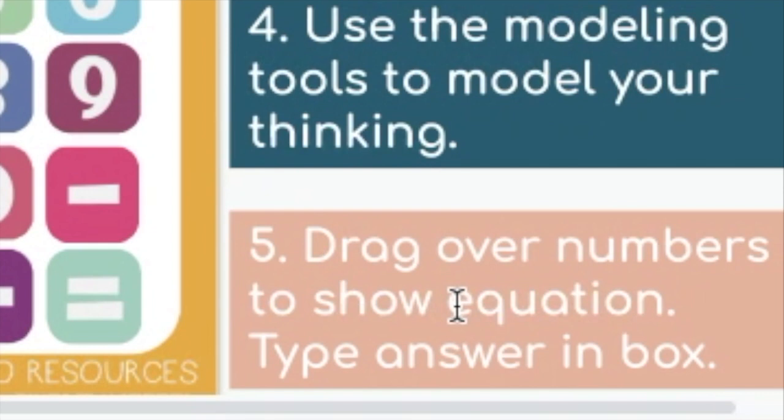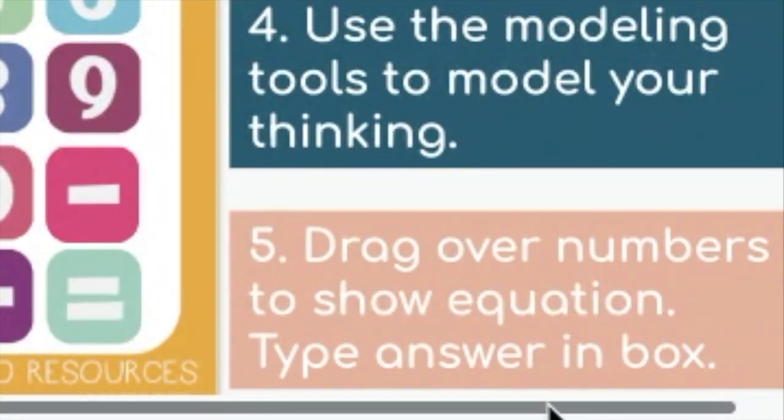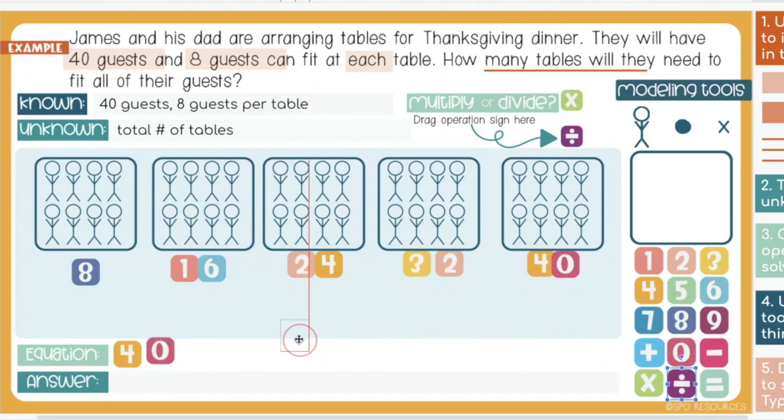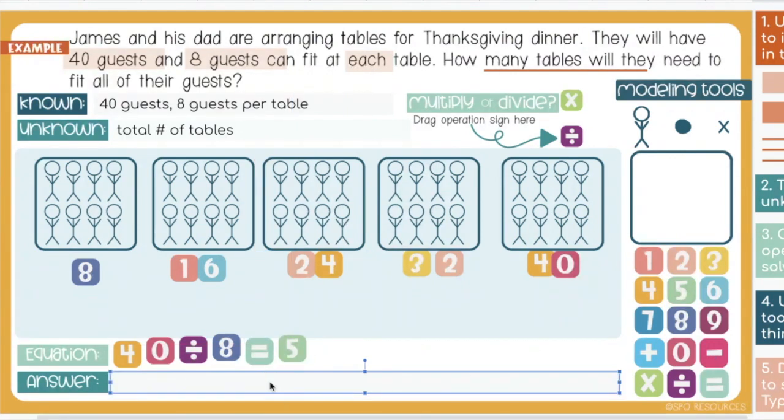When I go to number 5, it says drag over numbers to show equation, type answer in box. I can either type my equation right into this box, or I can delete the box. I can drag 40 divided by 8 equals 5. And then I'll type my answer in the box. They will need 5 tables.